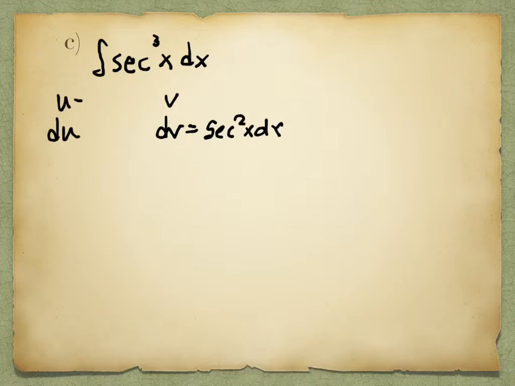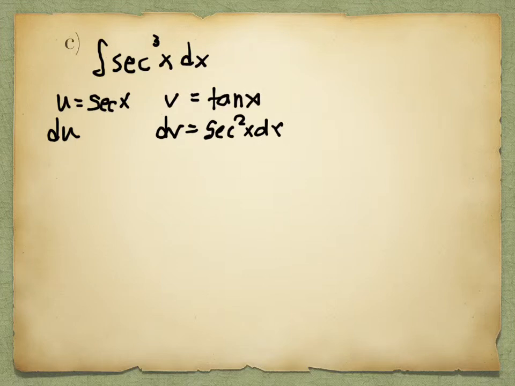So if dv is secant squared of x dx, what is u? Secant x. Right, I have 3 secants, secant cubed. I've got 3 of them. They've all got to go somewhere. 2 of them went down in dv. The other one's going to go up in u. Okay, so the reason we let secant squared be the dv is because I know its antiderivative. What is the antiderivative of secant squared? It's tangent.